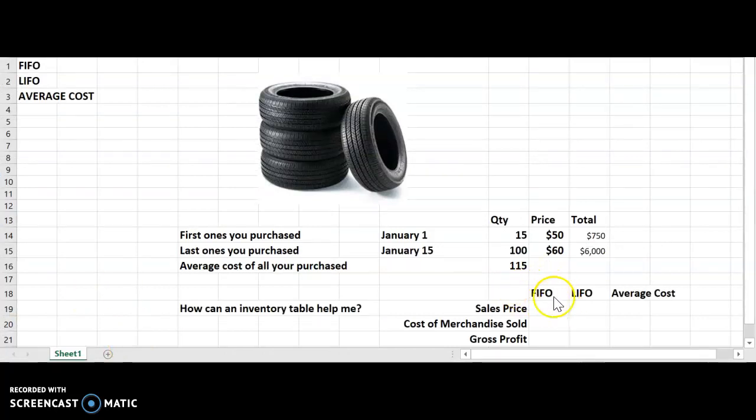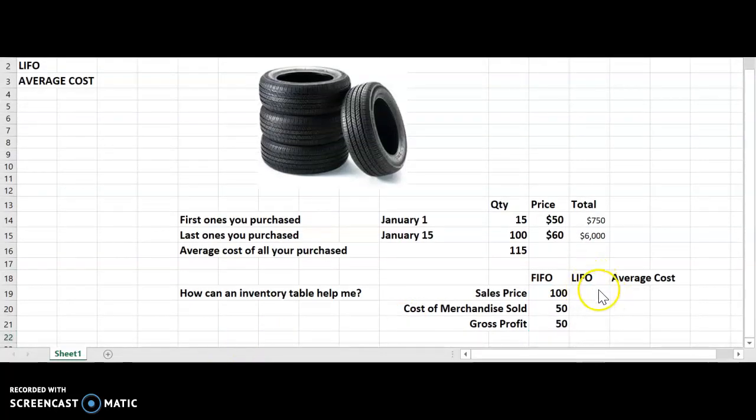So let's look at the first in, first out method, which is what most companies use here in the United States. So let's say that we sell a tire for $100, and let's say we sold the tire that was the first in. The price would be $50. That's the first tire that I purchased. And therefore, my gross profit would be $50, $100 minus 50.